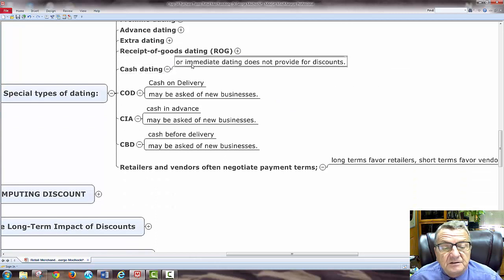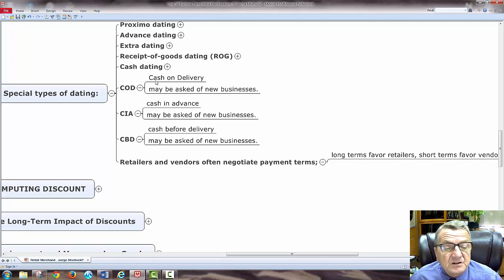Okay, cash dating, the immediate dating, does not provide for discount. This is the cash date. After this date, no discount. COD, cash on delivery, and usually that's asked of some new businesses. I don't know if I've got a relationship. You're going to pay for it.